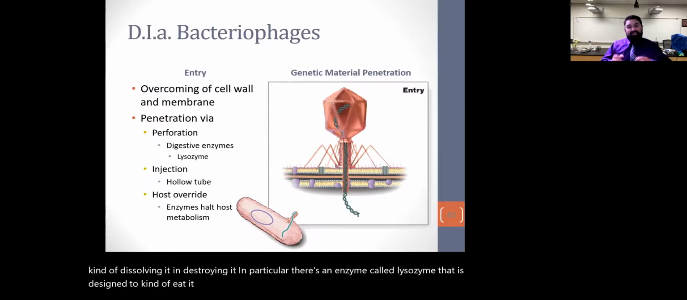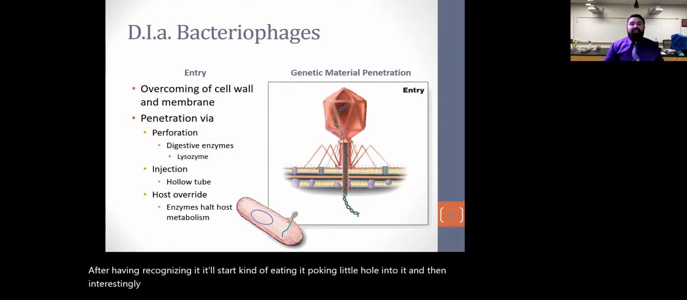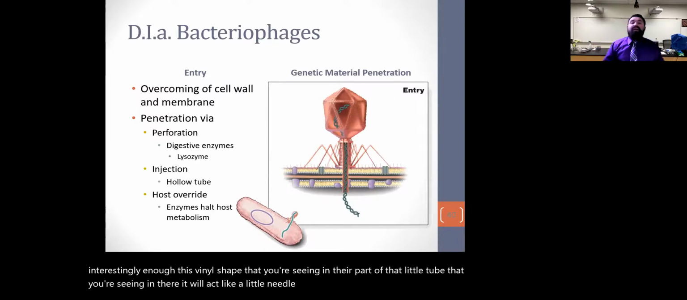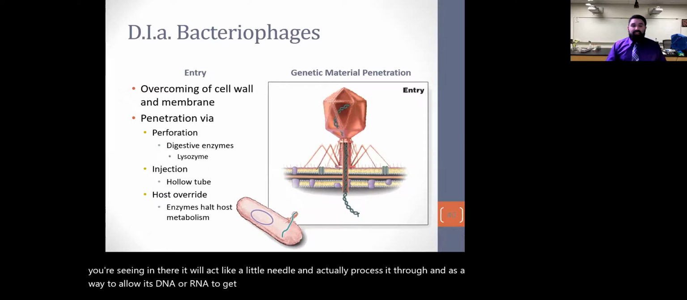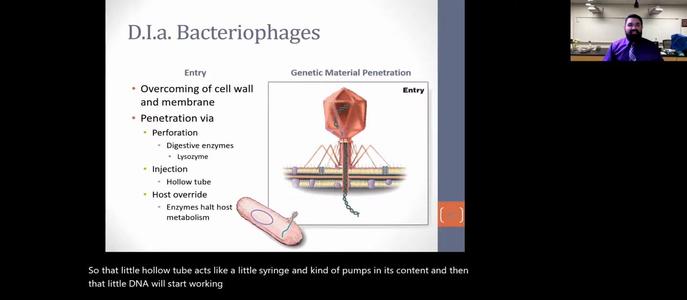So when this little virus, this little lunar lander, attaches itself to the surface of the particular host after recognizing it, it'll start kind of eating it, poking a little hole into it. And then, interestingly enough, this tube shape that you're seeing in there will act like a little needle and actually process through as a way to allow its DNA or RNA to get inside. So that little hollow tube acts like a little syringe and kind of pumps in its content, and then that little DNA will start wreaking havoc inside the cell itself.